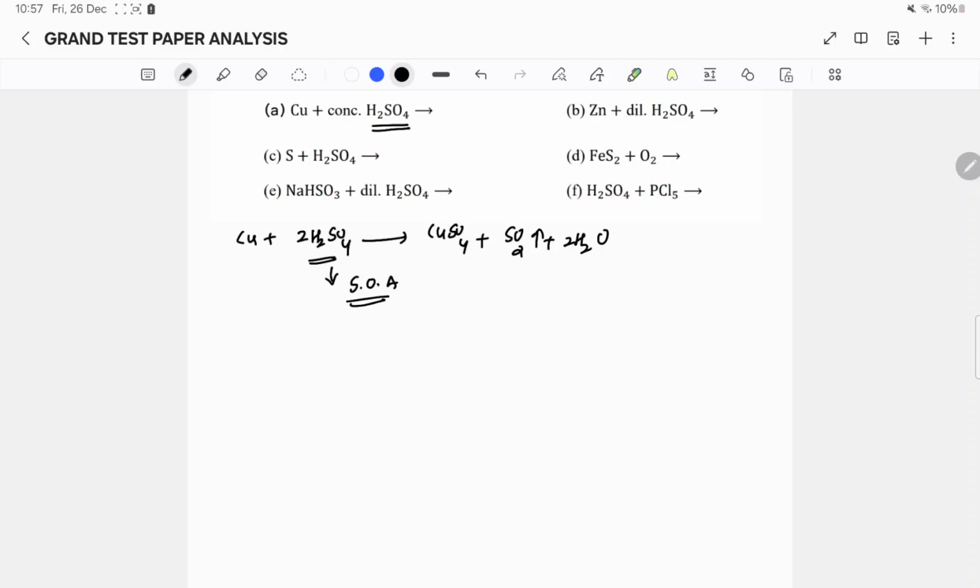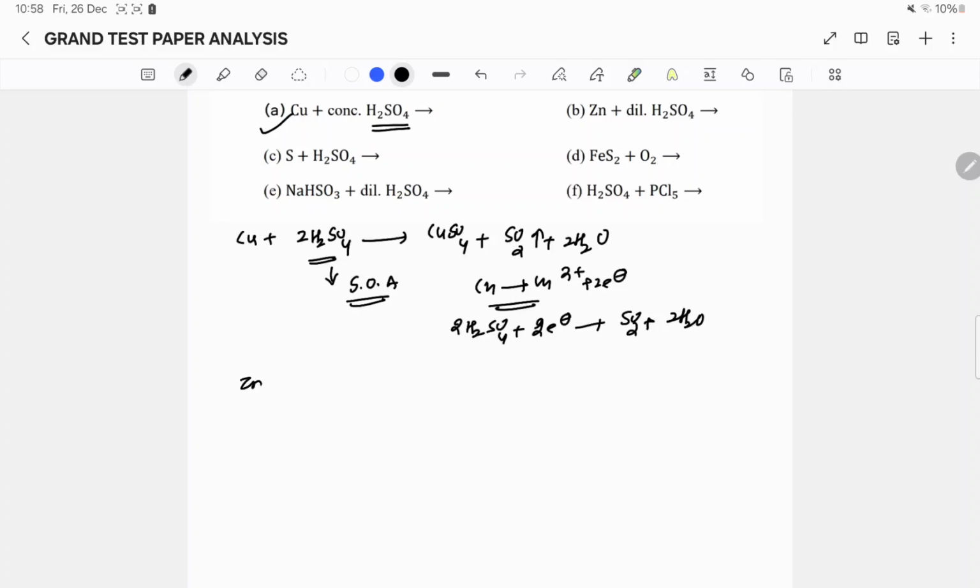So H2SO4 is a strong oxidizing agent, student. It oxidizes copper to copper plus 2, and this H2SO4 undergoes a reduction reaction, so it gains 2 electrons and is converted into SO2 plus 2H2O. Now option A will produce sulfur dioxide gas.